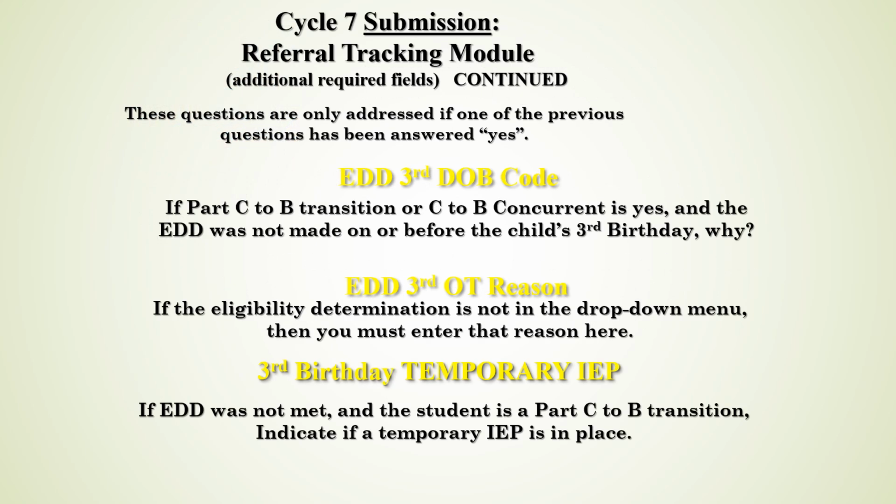If the answer is yes to the Part C to B transition or the C and B concurrent questions, and the referral to your program has exceeded the child's third birthday, you must indicate the reason for exceeding the date, such as the child turns 3 during the referral process. If one of these supplied reasons does not explain why the child's third birthday was exceeded by the referral process, you may use the code for other, writing in the reason for exceeding the child's third birthday. You must also indicate if the child has been temporarily placed in order to receive services while the referral process is completed.